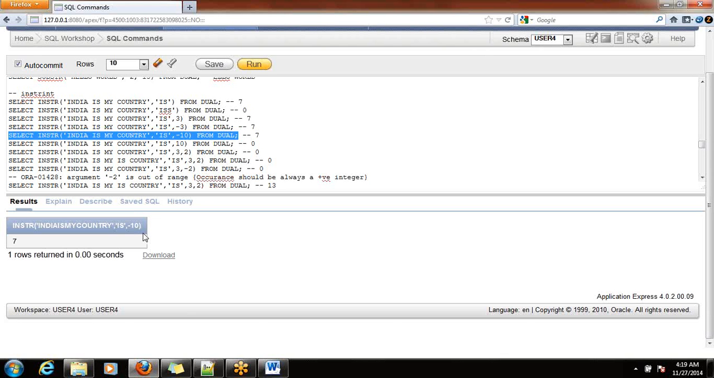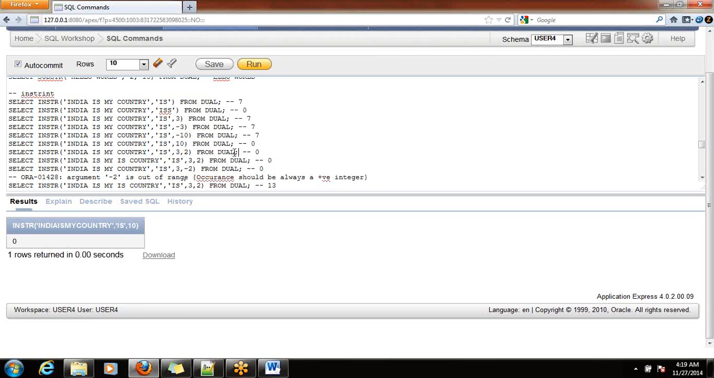Now observe carefully. When you supply -10, it is giving 7th position. Now you supply positive value 10. You know well that IS is present in 7th position, and you are telling Oracle engine to begin with the 10th position to search for ISEs. On 10th position it is not available, right? And it will show 0. Yes, absolutely, it shows 0.